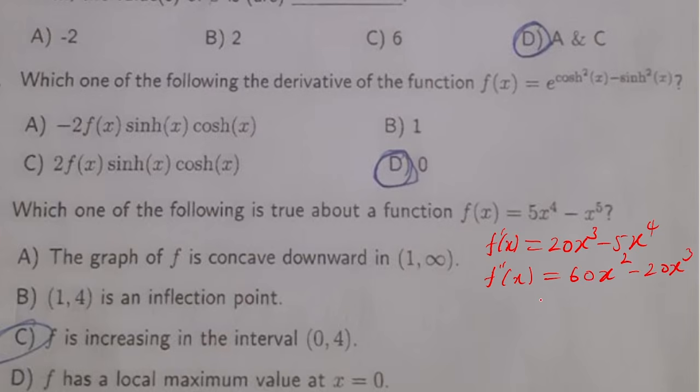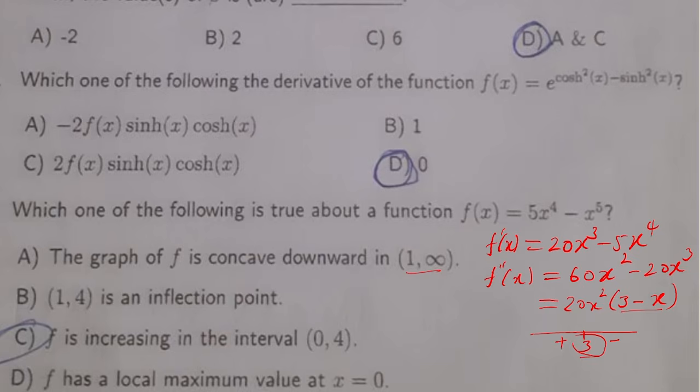When we factorize this one, 20x squared common, what remains? 3 minus x. So the sign is dependent on 3 minus x. Here positive, here negative. So the graph of f is concave downward from 3 up to infinity, not true. An inflection point 1, 4? The second derivative changes its sign at 3. So 3 comma f of 3 is the inflection point.